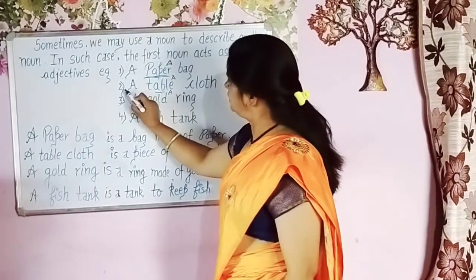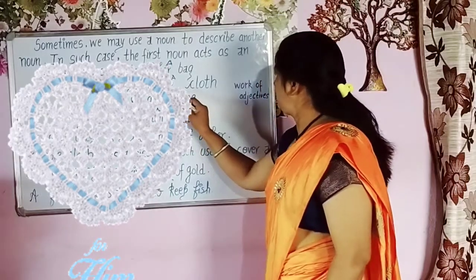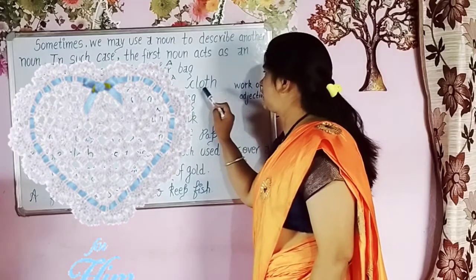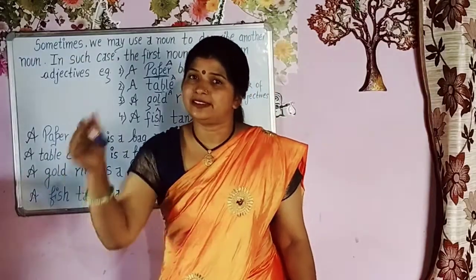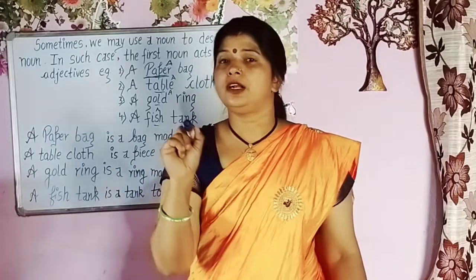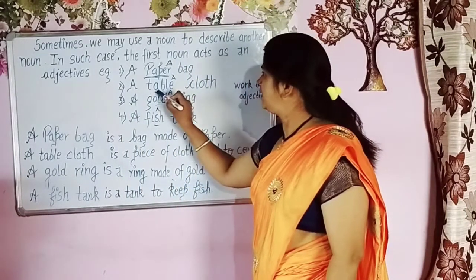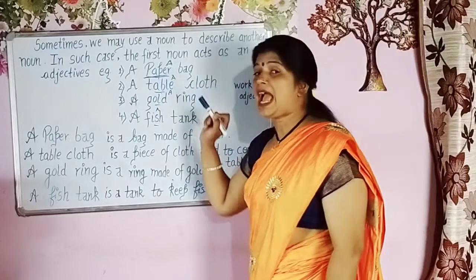Okay. Now see the second one, a tablecloth. In this also, you are seeing that table is also a noun. Then cloth is also a noun. Okay. So here the term table is used as an adjective. It works as the adjective. It is telling the quality of a cloth. कि cloth तो है पर वो किसका cloth है? Table का cloth है. So here the word table is used as an adjective. Okay. Two nouns are there, but here the word table, the first one, is working as an adjective.